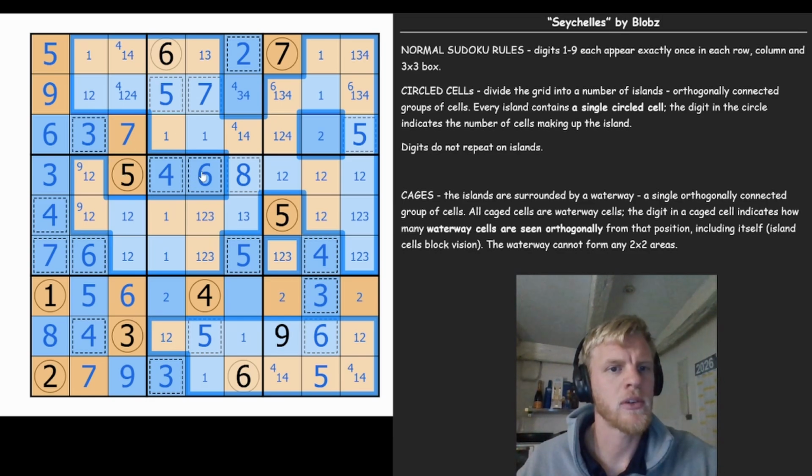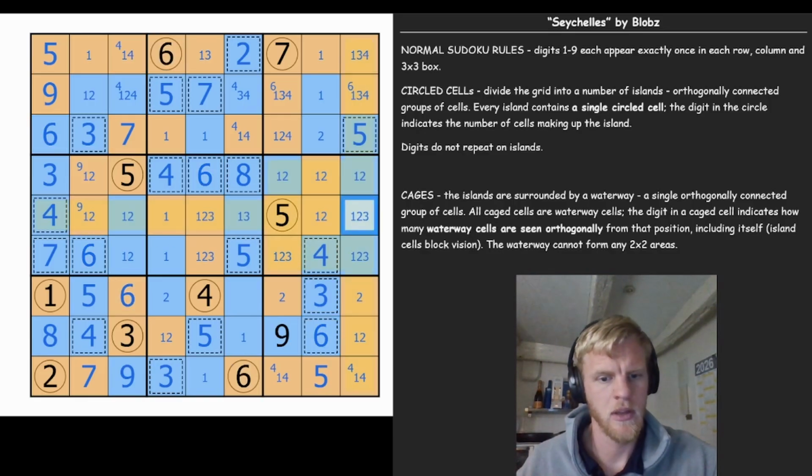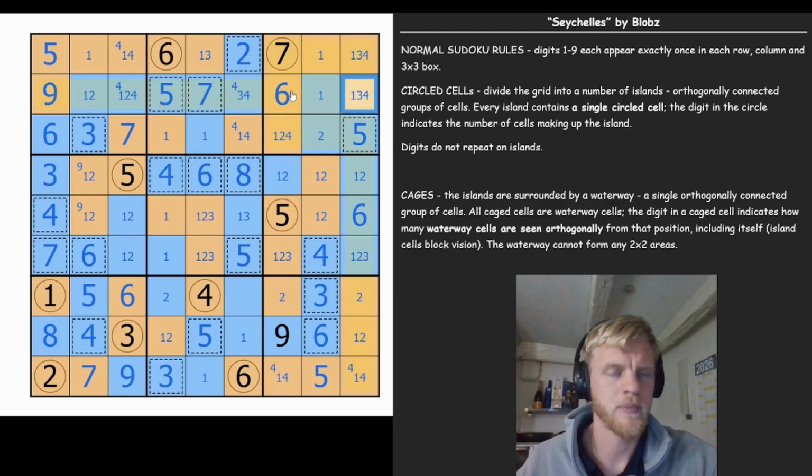Then we start with 5, so go up now. 6. We do need 1 6 in here. And the last 6 will be in here. All the 6 is done. 7.